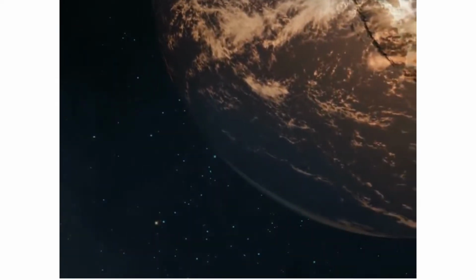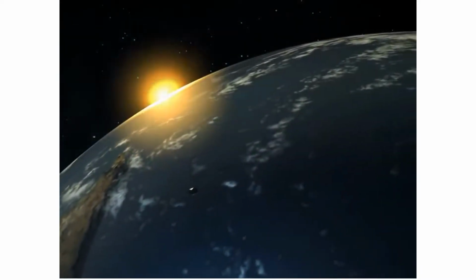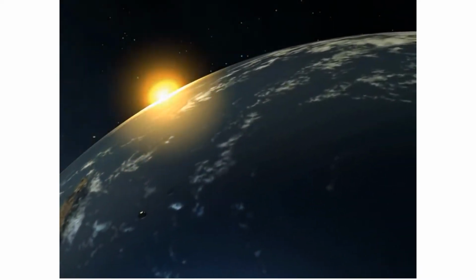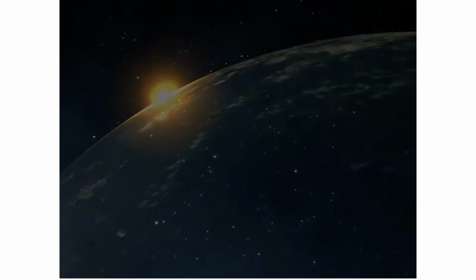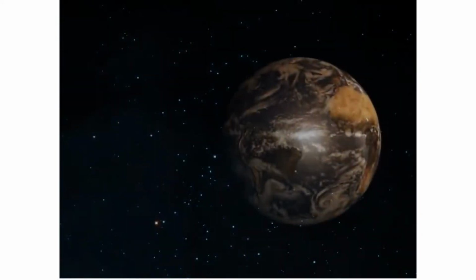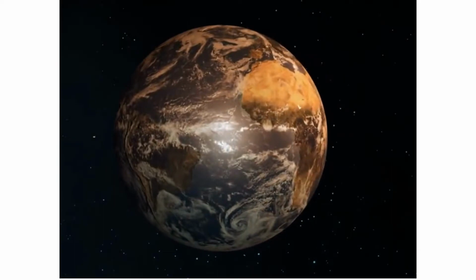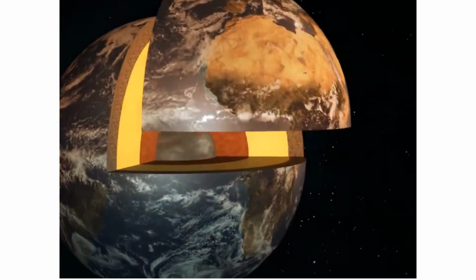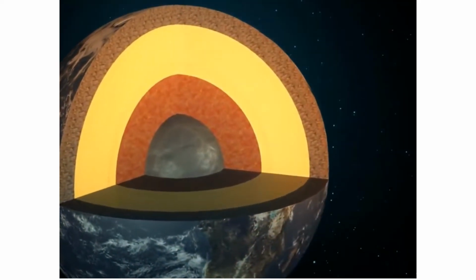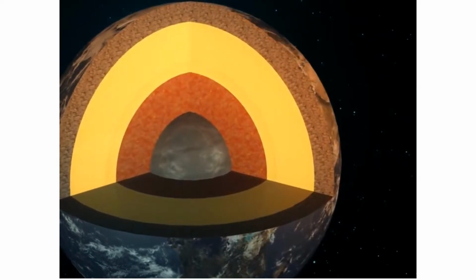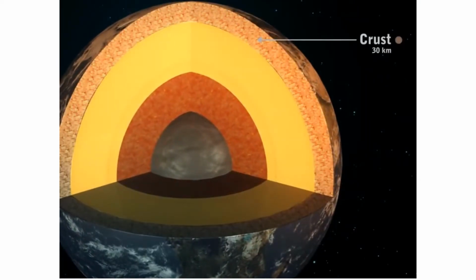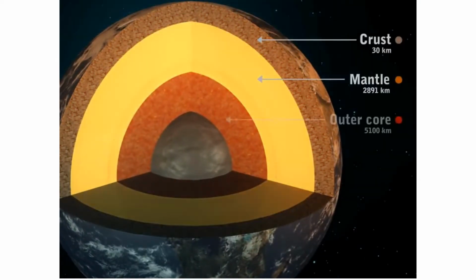The surface of the earth is covered by rocks and water bodies. But what about the inside of the earth? If we were to take a look at the earth's interior, we would see that the earth consists of four layers. They are the crust, the mantle, the outer core, and the inner core.